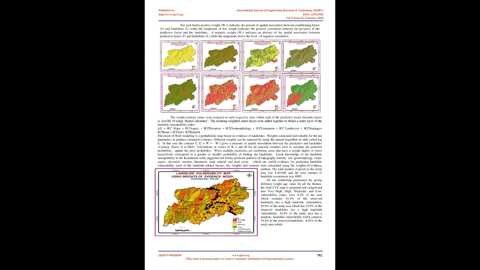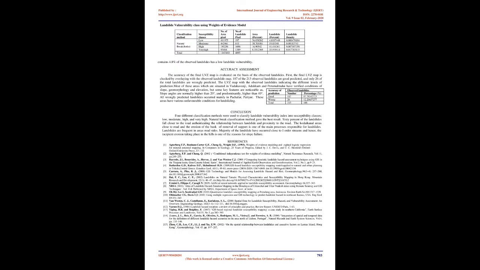The result of WoE modeling is a probabilistic map based on evidence of landslides. Weights are calculated individually for the 10 parameters to produce estimated evidence. Different weights can be summed by using the natural logarithm of odds, called logit. In this case the contrast, C, equals W+ minus W-, which gives a measure of spatial association between the predictors and landslides.